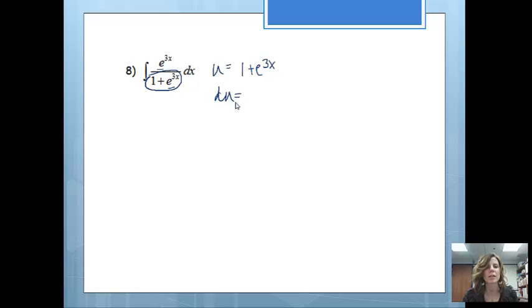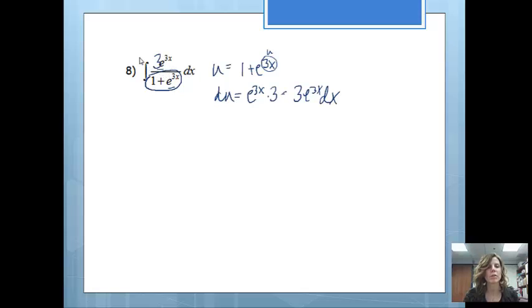All right, let's take the derivative. The derivative of 1 is just 0. The derivative of this one would be like an e to the u. The derivative of e to the 3x is just e to the 3x, but then we have to multiply by the derivative of the 3x, which is 3. So this will actually be 3e to the 3x dx. Now if I look at my problem, notice I actually have e to the 3x dx. I'm just missing the 3.